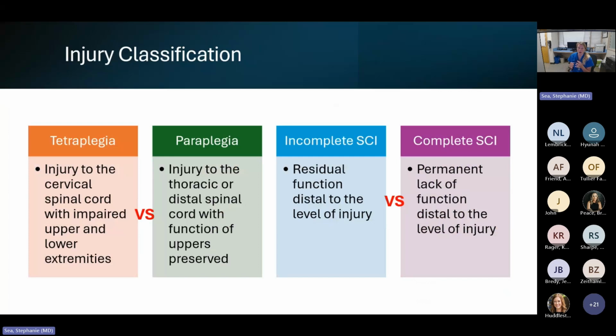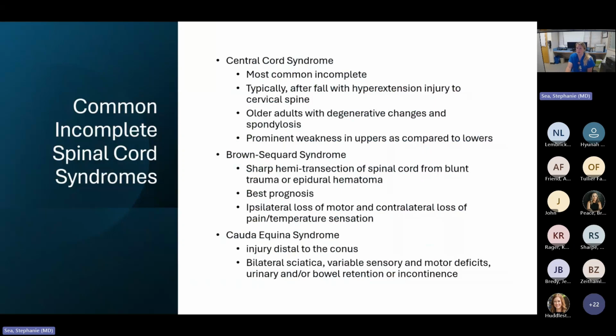Incomplete means you have some residual function. So CB, our patient today, was an incomplete. He still had sensory. He had intact rectal tone, which leads to a better prognosis and potential for regaining function long-term, versus the complete who will have nothing. They also tend to have higher morbidity, mortality, and associated complications later on. These are some very common incomplete spinal cord syndromes. Our most common, and what we see here a lot, is central cord syndrome. So go back through and familiarize yourselves with some of these syndromes that we will see.